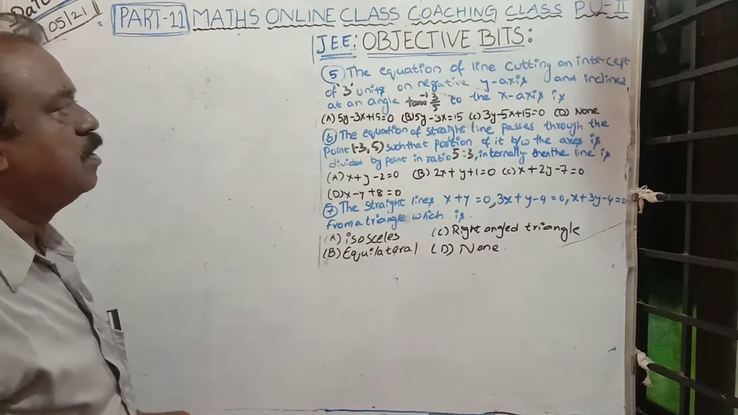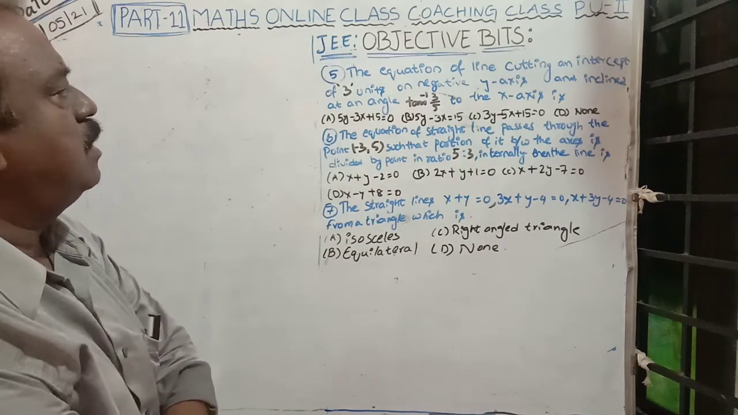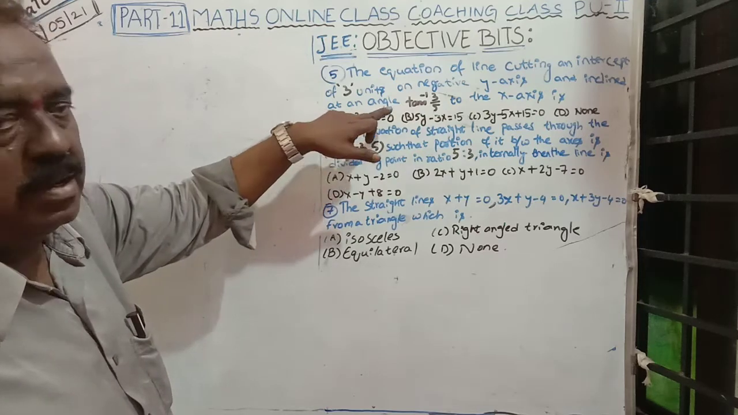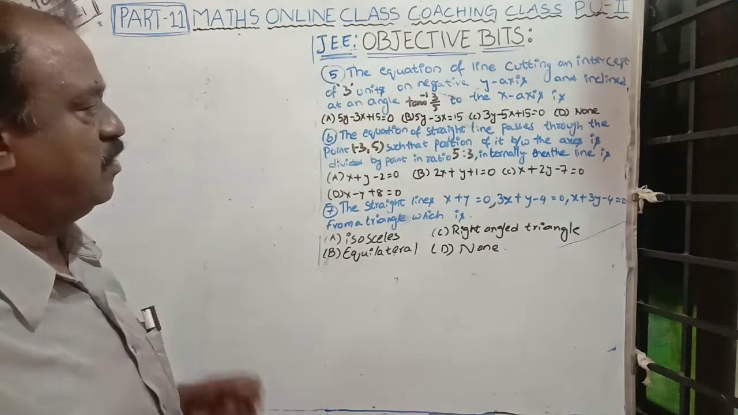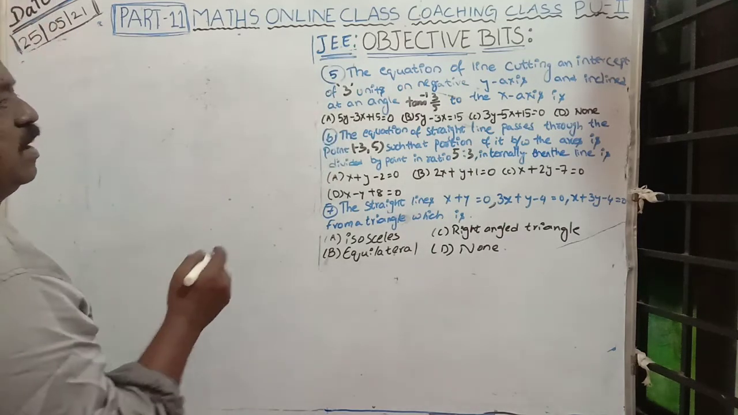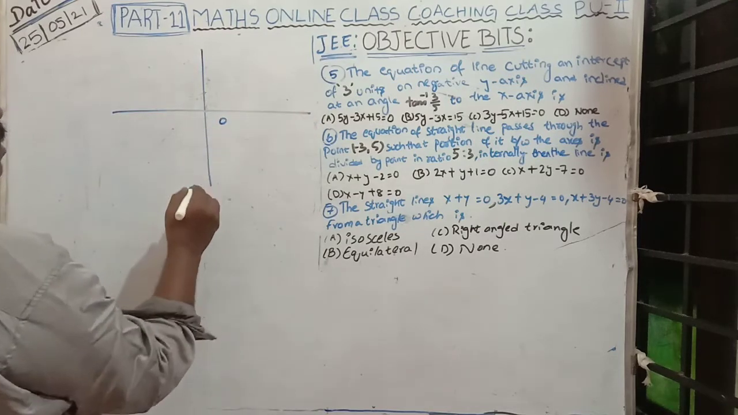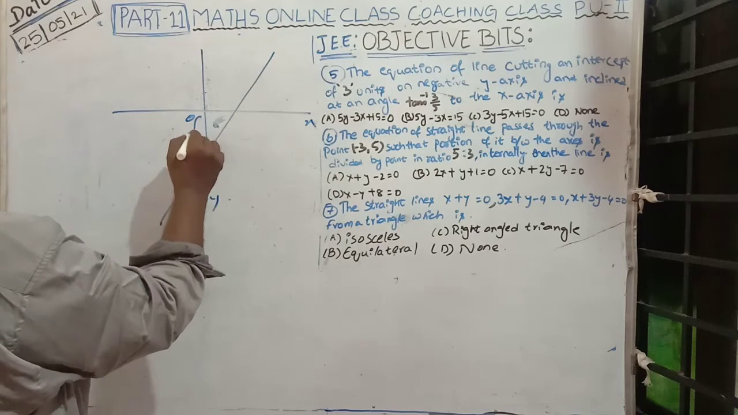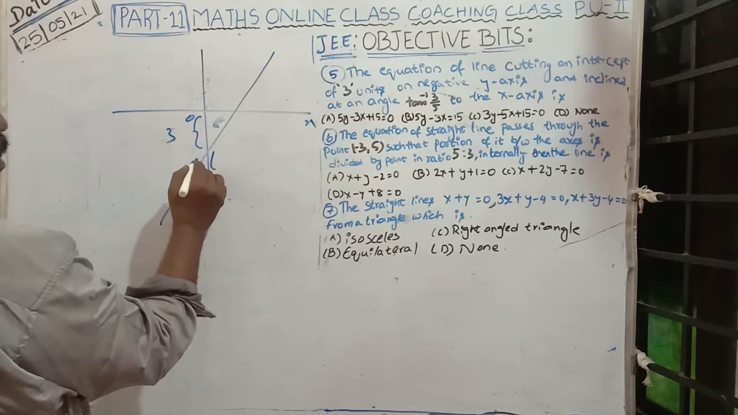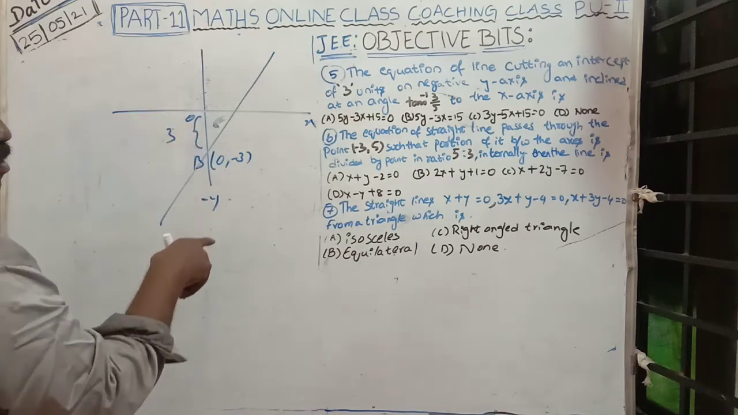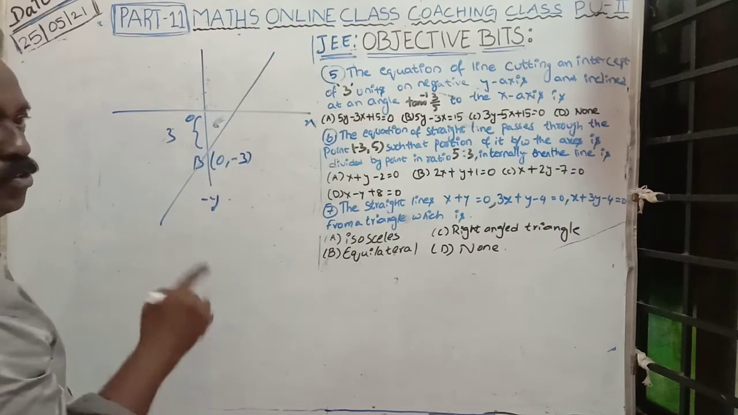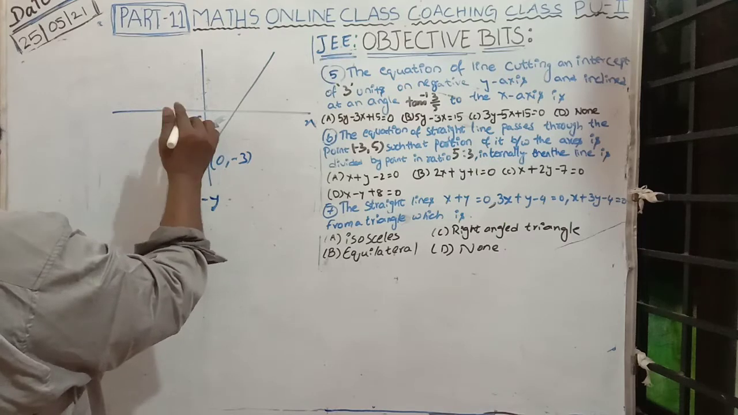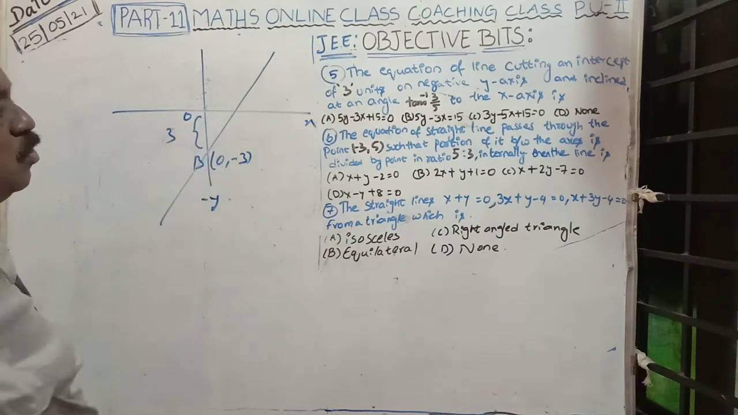Next, the fifth one. The equation of a line cutting intercepts of 3 units on the negative y-axis and inclined at an angle tan inverse 3 by 5 to the x-axis. Then the equation of the line is... You see, it is the origin, the minus y-axis, the x-axis. Suppose a line is like this. This is 3 units. The point B is (0, -3), because it is on the minus y-axis. So (0, -3) is the point where the line cuts the minus y-axis at B. So we get one point, (0, -3).